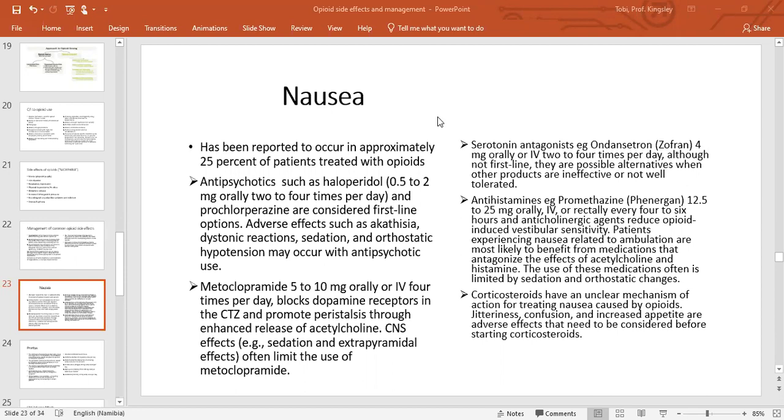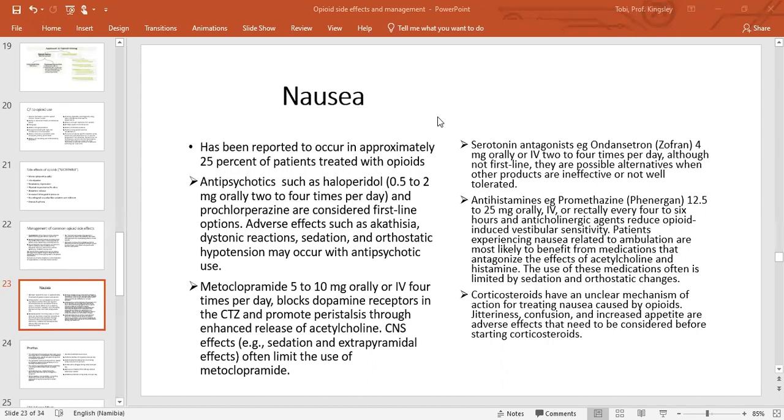Haloperidol is given at 0.5 to 2 milligrams orally 2 to 4 times per day. Watch out for side effects such as akathisia, dystonic reactions, sedation, and orthostatic hypotension. Metoclopramide can be used in the management of opioid-induced nausea, at a dose of 5 to 10 milligrams orally or IV 4 times per day. And how does this work? It blocks dopamine receptors in the chemoreceptor trigger zone. And this helps to promote peristalsis through enhanced release of acetylcholine. But it's not commonly used due to its extrapyramidal effects and sedation.